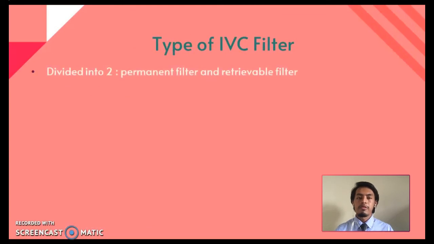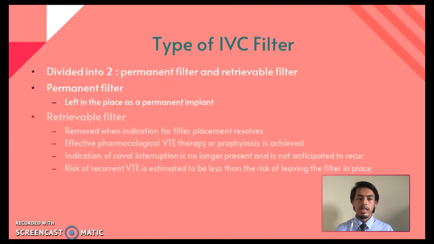In the permanent filter, the filter is placed as a permanent implant in the patient's IVC, whereas for the retrievable filter, the filter is placed temporarily in the IVC. Retrievable filters differ in that they can be removed once the contraindications have subsided and the patients can be initiated on anticoagulation. In other words, it is removed when the indication for filter placement resolves, or effective pharmacological venous thromboembolism therapy or prophylaxis is achieved. Other than that, the risk of recurrent venous thromboembolism is estimated to be less than the risk of leaving the filter in place.